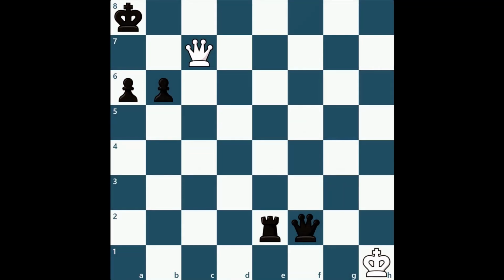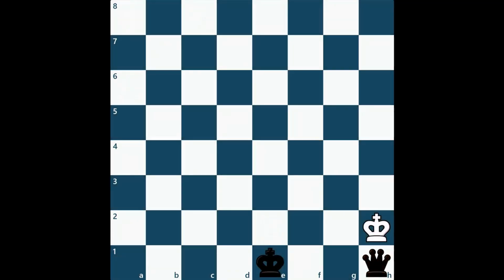Another way to get a draw is if the exact same position is repeated 3 times. After 3 repetitions, either player can claim a draw when it is their turn to move. Or, if you're playing online, a draw will automatically be called after 5 repetitions.